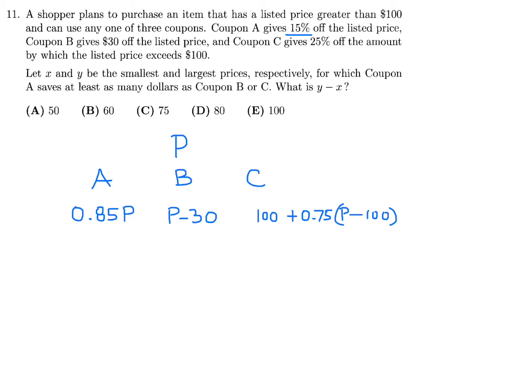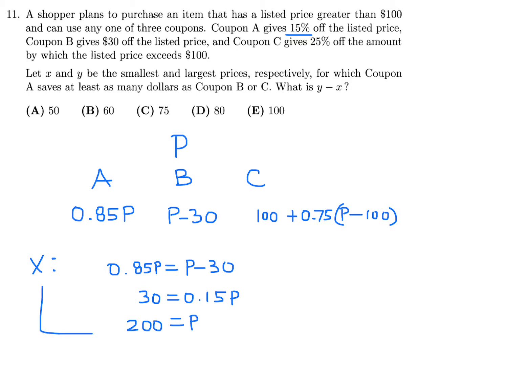And what they're saying is that X refers to the price when A is equal to B. So when 0.85P is equal to P minus 30. And if you do this, you will get 30 is equal to 0.15P, and that means P is going to be 200. So that is really referring to X.